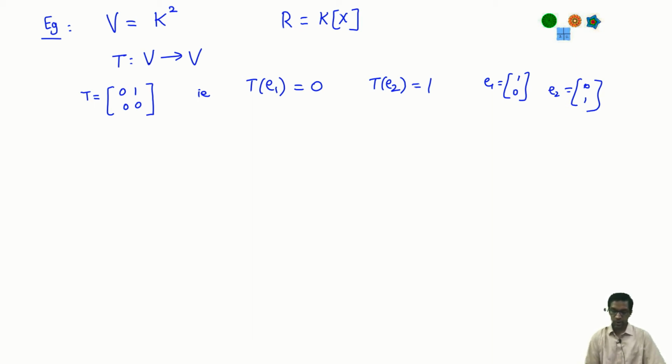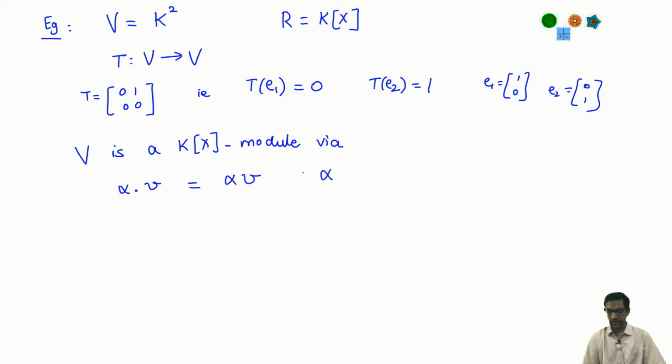So what's the module structure here? Remember, V is therefore a K[x] module via the following definitions. The constant polynomials act as follows. If I give you alpha acting on V, it's just the usual scalar multiplication. This is if alpha comes from K.